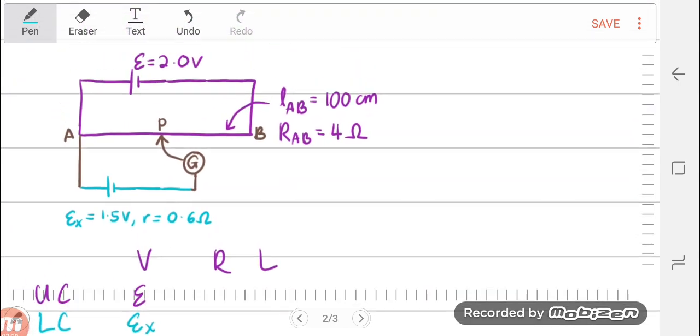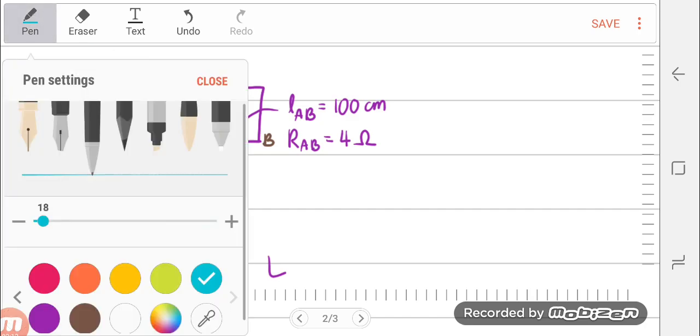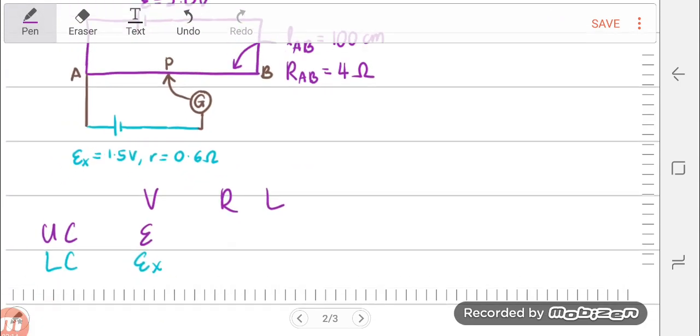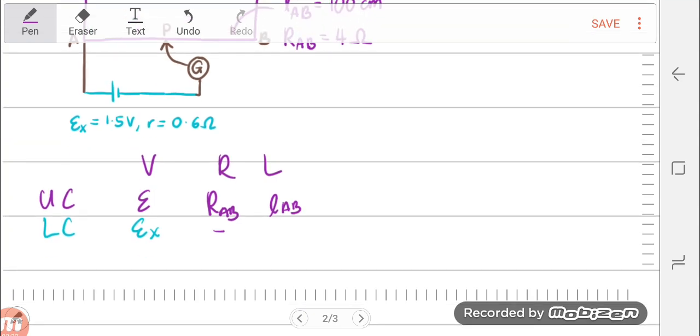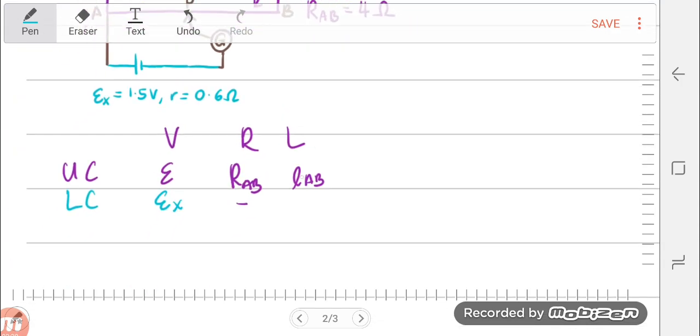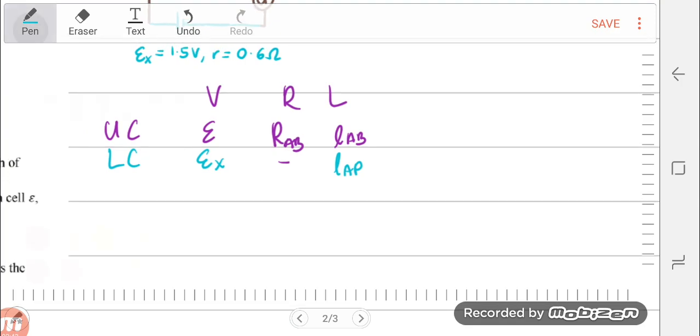The R for the upper circuit is the RAB, while for the lower circuit we don't have any other resistance except the internal resistance, so we just put a dash there because the internal resistance cannot be put in the VRL table. Then L is LAB for the upper circuit, and for the lower circuit we have LAP. So that's our VRL table.